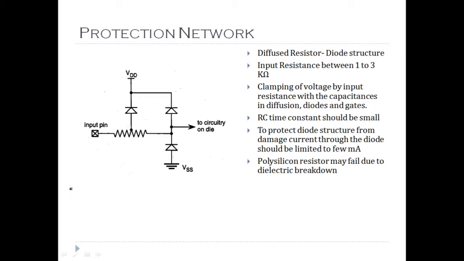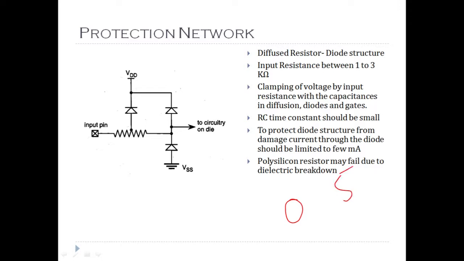Suppose the voltage at this input pin is logic 0, let's consider it's 0.3 volt. If 0.3 volt is there, this diode is off, this diode is also off, and this diode is also off. So 0.3 volt will be given to the internal circuit, which is logic 0, well within the limit. Let's assume that our voltage range is logic 0 is 0 volt and logic 1 is 5 volt.